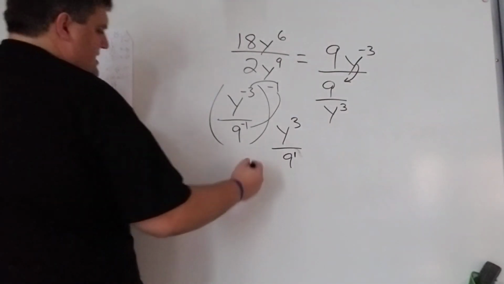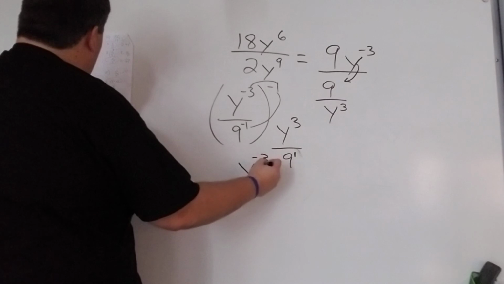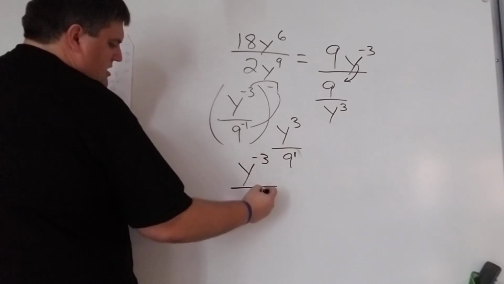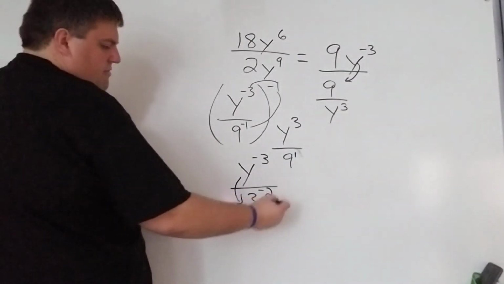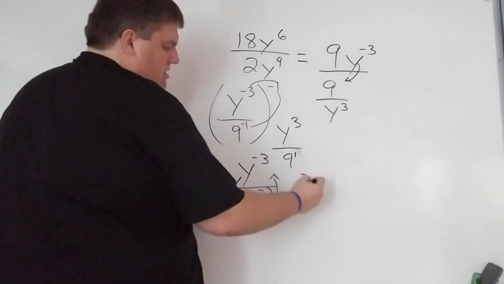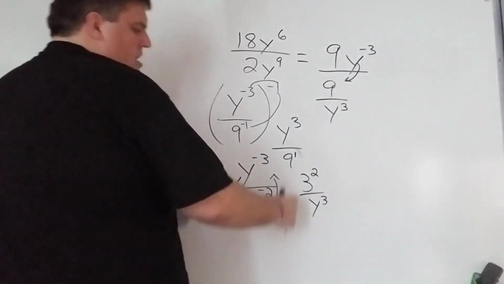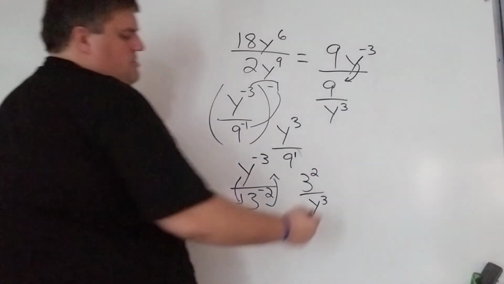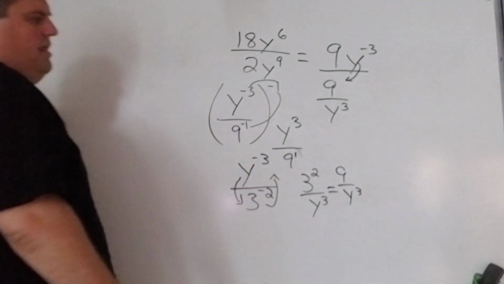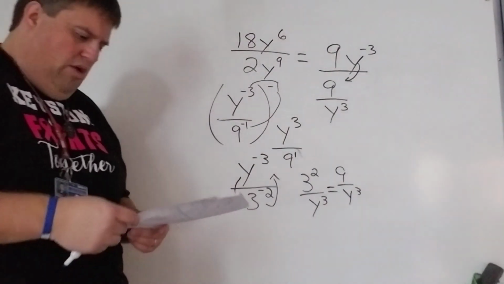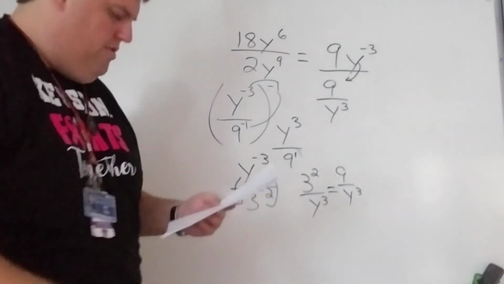And then C, y to the negative third over 3 to the negative second. They both have negatives, so we've got to flip both of those. So that's going to be 3 to the positive second over y to the third. And 3 times 3 is really just 9. So hey, we got another one. That is going to give me the same thing as well. So it is also A and C that are my options there. Okay?